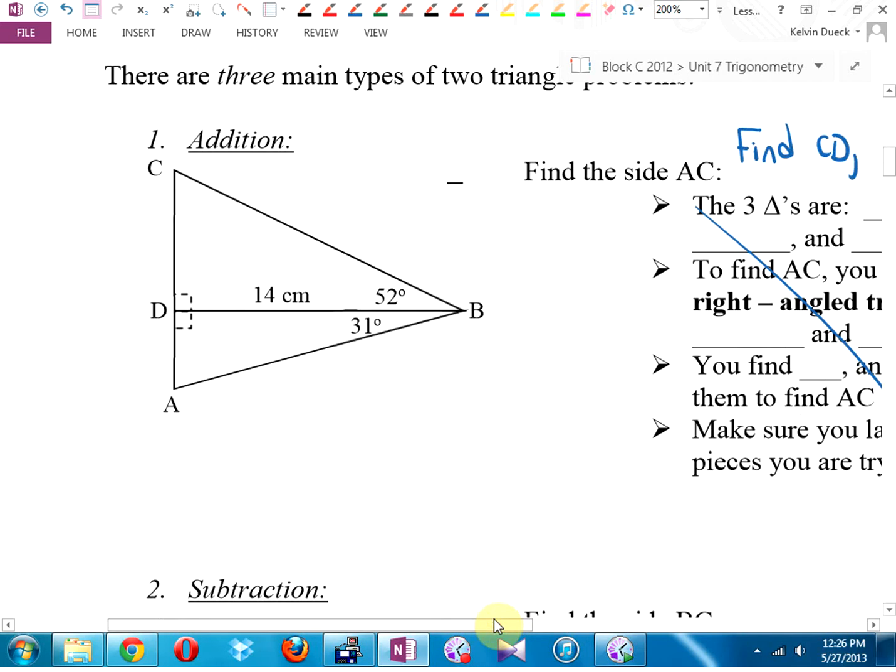Okay. You know what, Marcus? Because I know you guys like X's and Y's better than CD's and AB's, how about we'll call this one X and this one Y? Okay. Let's find x first.